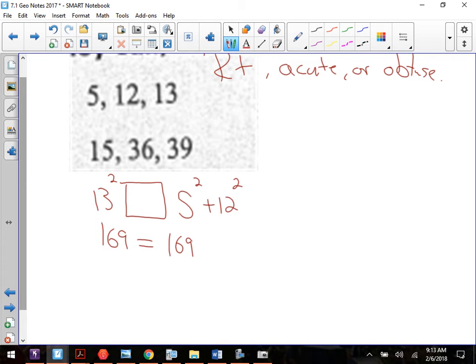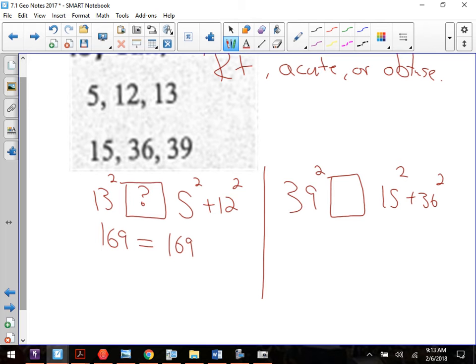Same thing with 15, 36, and 39. Which one of those has to be playing the role of a hypotenuse, if in case it was? The 39. So you do the same thing. Notice I'm putting this little box in here. What's the relationship? That's what that means. Try it again. 39 squared relationship to 15 squared plus 36 squared. I can't do that one in my head. I know it ends in a 1.